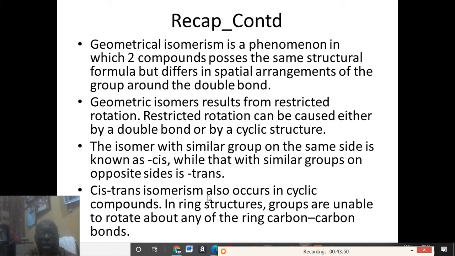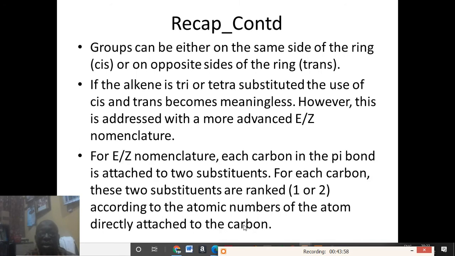Cis-trans isomerism also occurs in cyclic compounds. In ring structures, groups are unable to rotate about the ring carbon-carbon bond. Groups can be either on the same side of the ring, cis, or on the opposite side of the ring, trans. If the alkene is tri or tetra substituted, the use of cis and trans becomes meaningless. However, this is addressed with a more advanced EZ nomenclature.